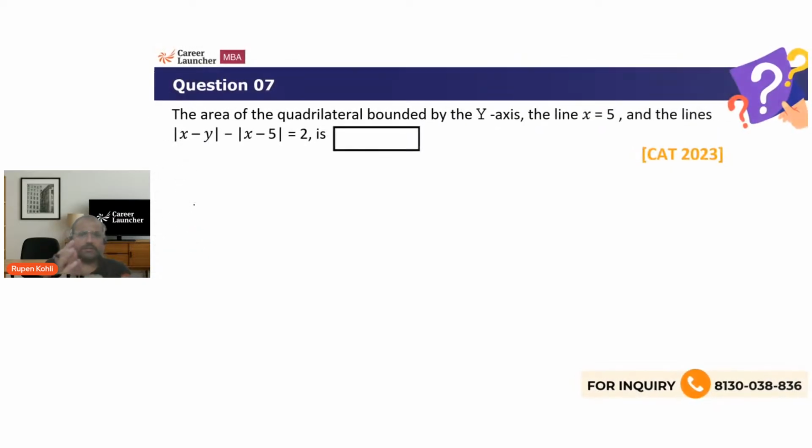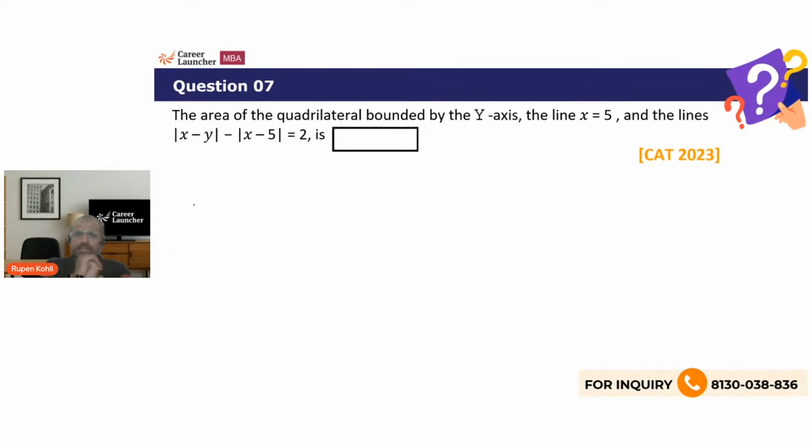Okay, let's do this. This came very recently, CAT 23. The area of the quadrilateral bounded by the y-axis, the line x equals 5, and the lines. The question itself is saying that the following graph should give you the equation of at least 2 lines, if not more, which is the difference of two modulus expressions, mod x minus y minus mod x minus 5 equals 2. Y-axis is simple, x equals 5 is also simple. Both of them are simple vertical lines. It is this graph that we have to understand.